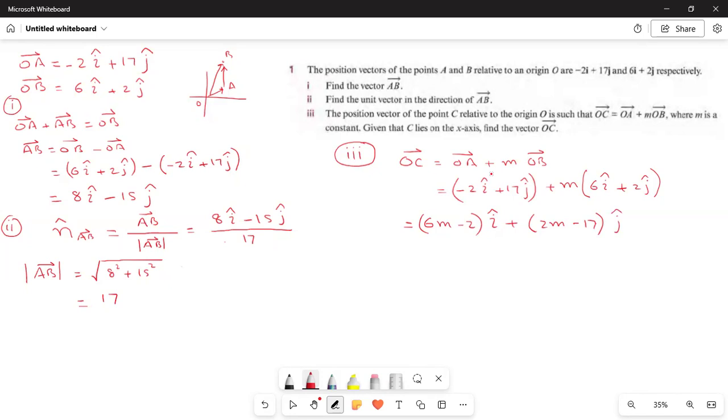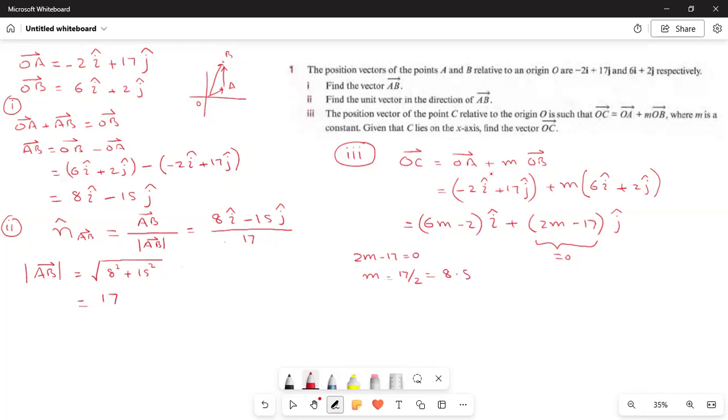Now, interestingly, it is given that point C lies on the x-axis. It means that this part must be 0. There should be no j part. So from this information, I will say that 2m minus 17 is 0. So m is equal to 17 divided by 2, so this is going to be 8.5.